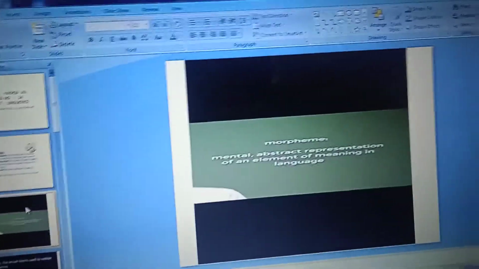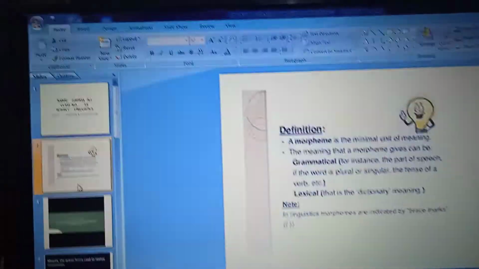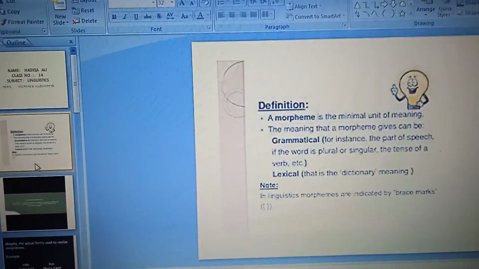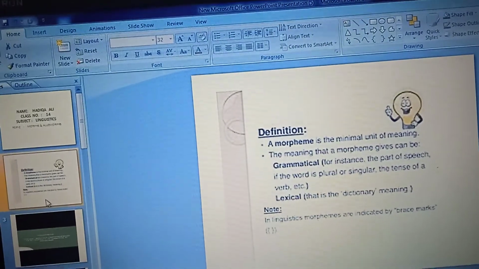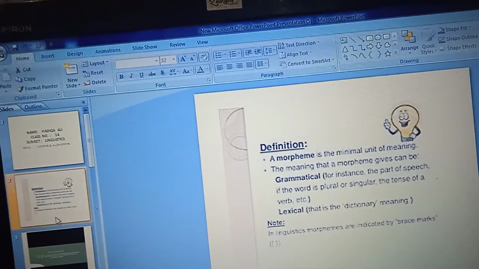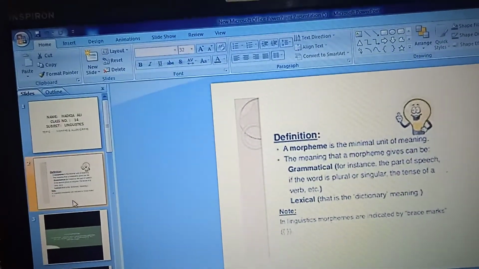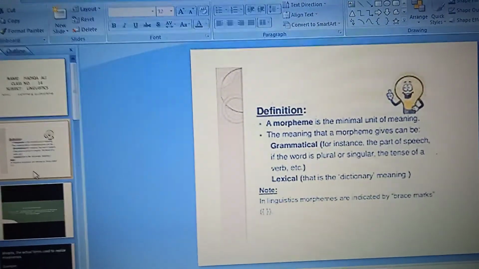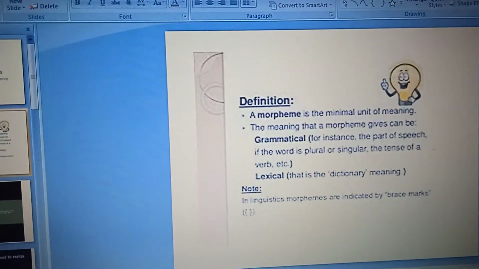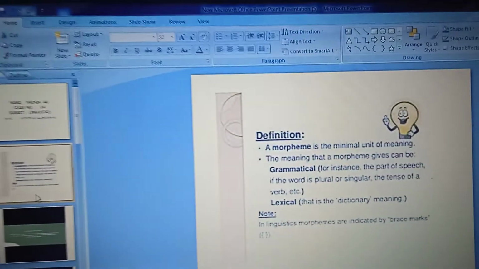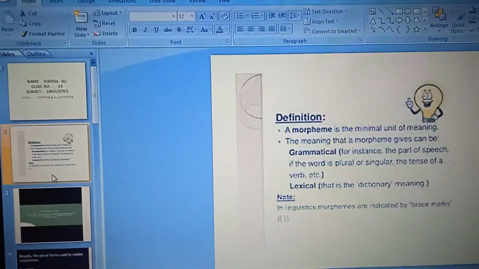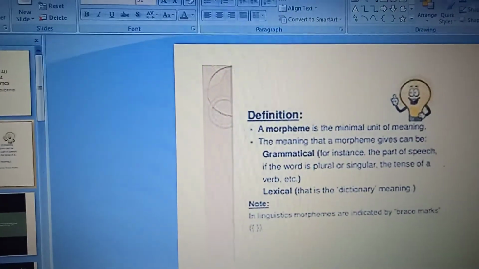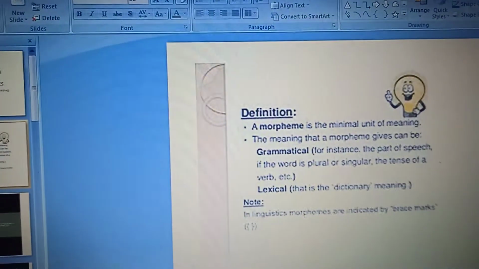I will tell you in the definition: a morpheme is a minimal unit of meaning. When we divide a word into meaningful units, that unit must independently have some specific meaning. So when we divide that word into meaningful bits, those bits will be known as morphemes if they give grammatical or lexical meaning.